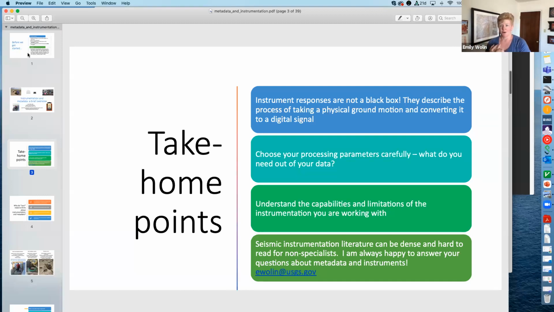You're going to learn a little bit more about the capabilities and limitations of various kinds of seismic instrumentation. And as a final note, there's a big body of seismic instrumentation literature, but it's very often written in a way that's dense and hard to read if you're not a specialist. So I want to put myself out there. If you have questions about this topic, please feel free to contact me. I'll do my best to answer your questions about metadata, instrumentation, all these kinds of things.